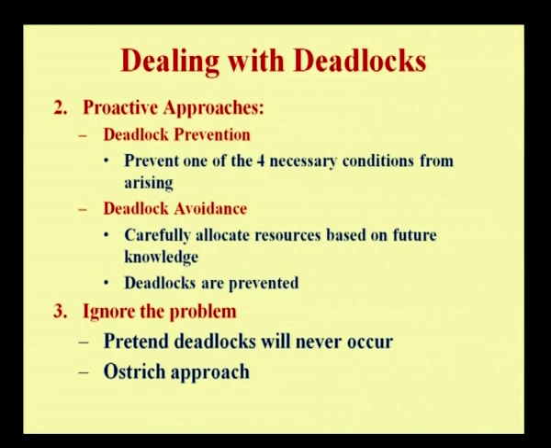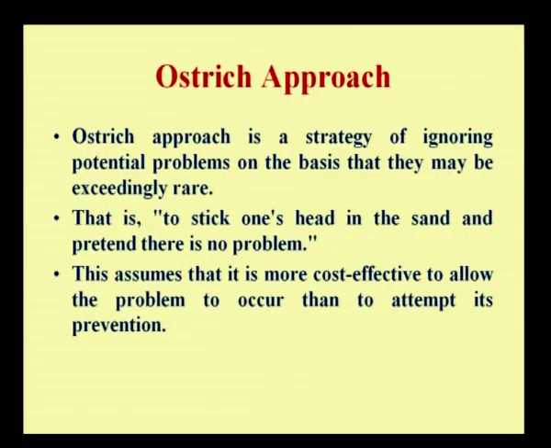The third approach is we just ignore the problem. So how do we ignore the problem? Pretend deadlocks will never happen, assuming the deadlocks will not happen at all at any particular moment. Or the second way of ignoring a problem is the ostrich approach. What do you mean by an ostrich approach? Have you ever seen an ostrich? How does it look?